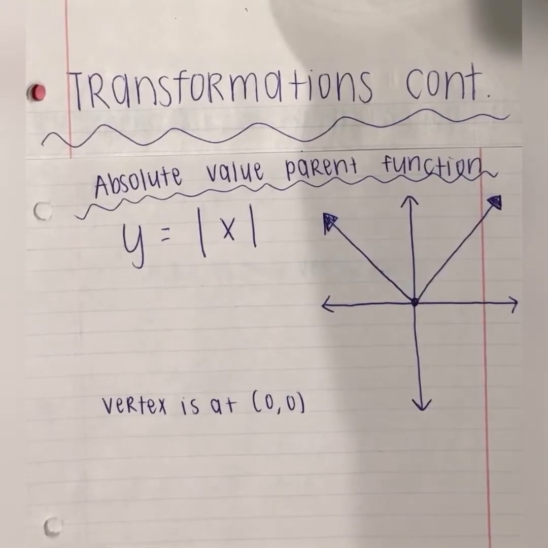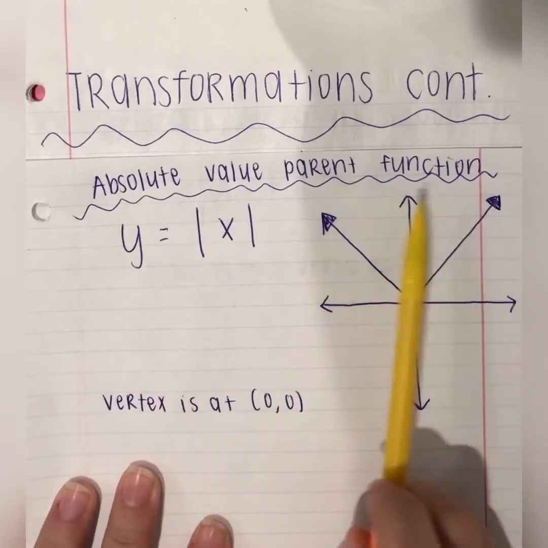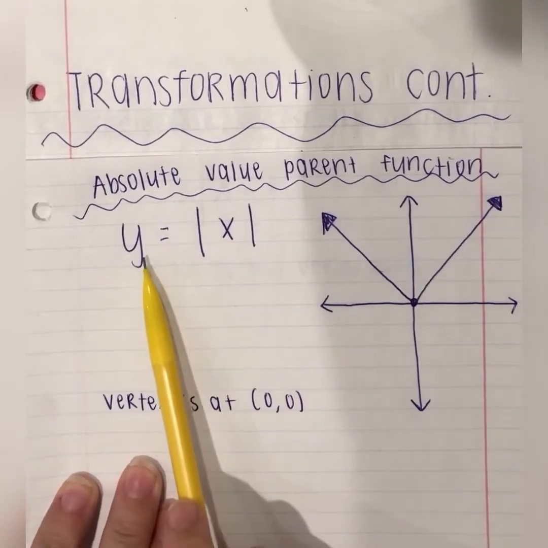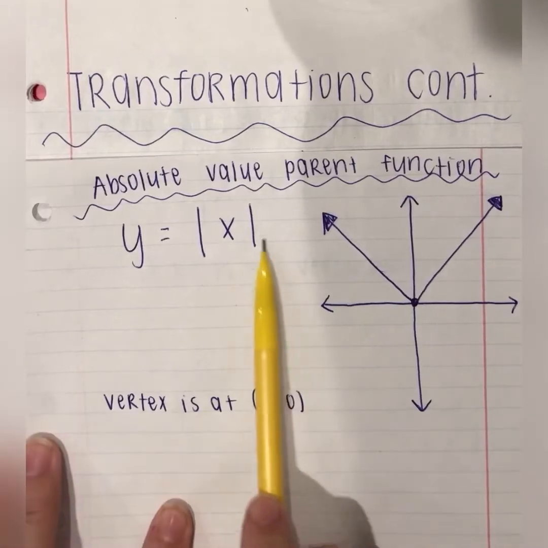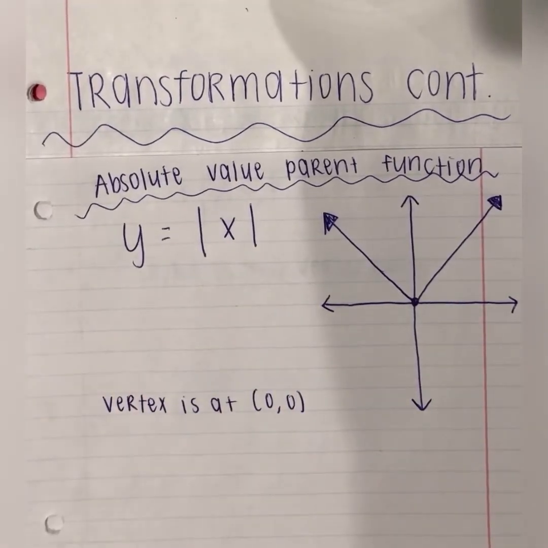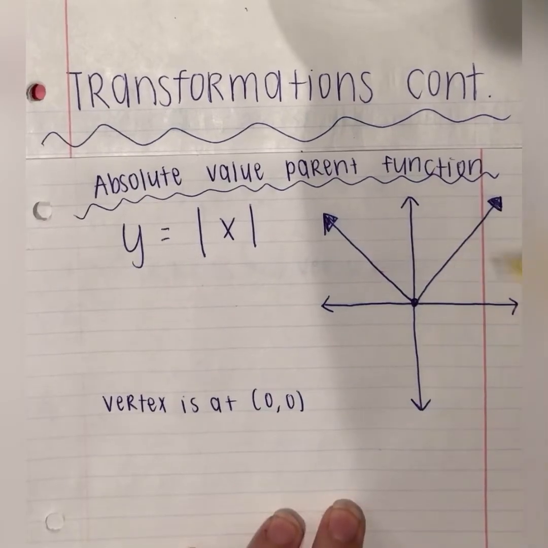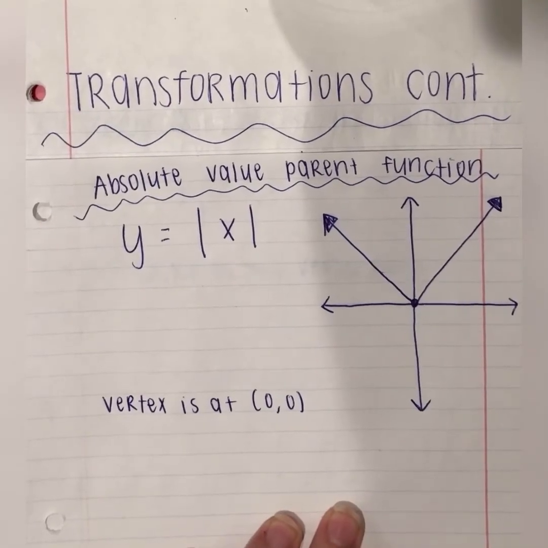Alright guys, so last class we talked about transformations just briefly. Today we're going to go slightly more in depth, not much. So last class, if you remember, we talked about the absolute value parent function, which was just y equals the absolute value of x. This is the most basic form of an absolute value equation that you can get. This is what it looks like when it's graphed.